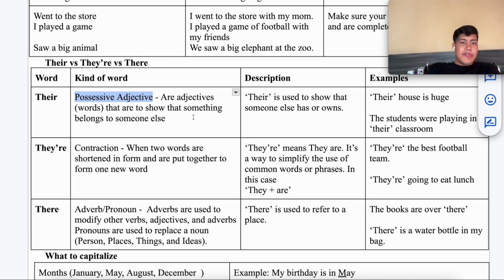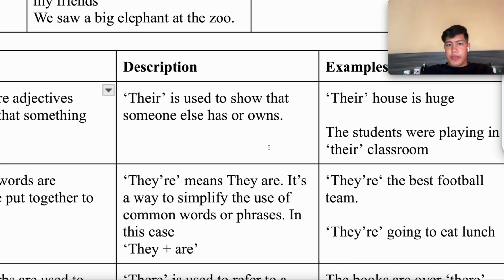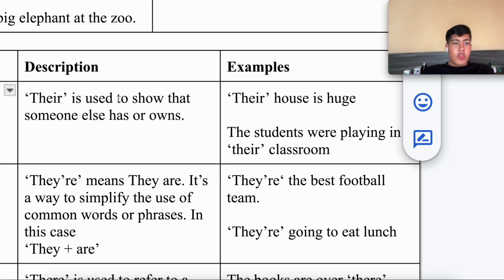So what is a possessive adjective? Possessive adjectives are adjectives, words, that are used to show something that belongs to someone else. So "their" is used to show that someone else has or owns something.